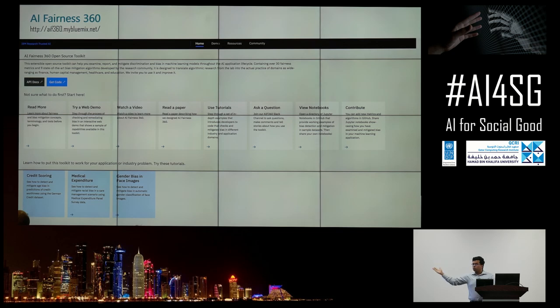So this is a tool which is open sourced, and you should definitely have a look at it. This is called our AI Fairness 360 toolkit. Please have a look at it and see how practically our algorithms work in the context of fairness.